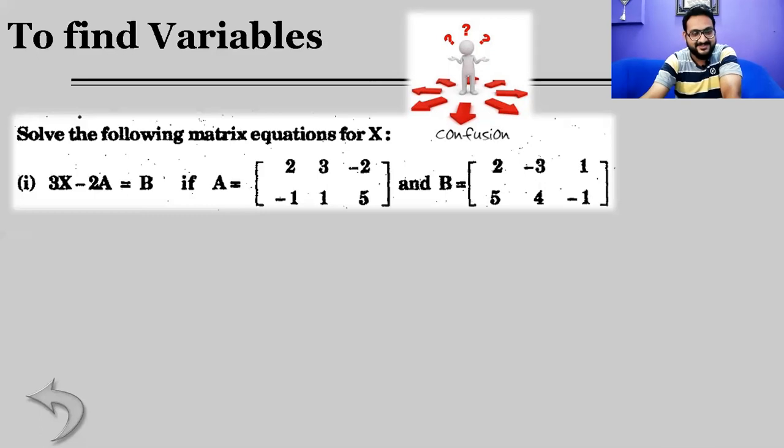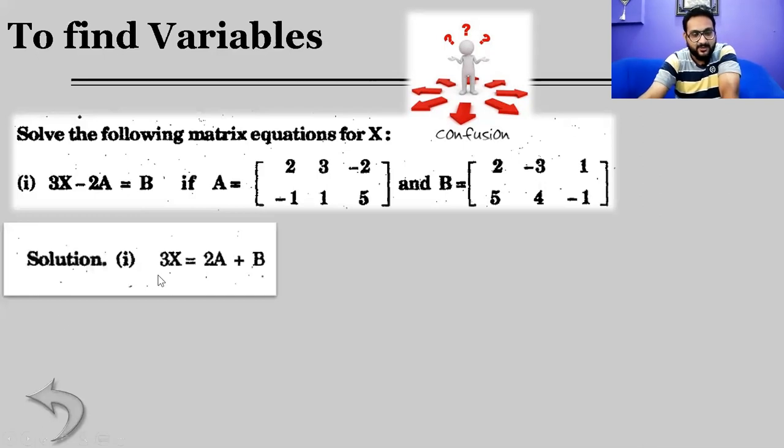Thank you so much. Now moving to the next slide. What is the equation? The equation is 2x minus 2A is equal to B. First we move 2A to the right hand side, and it will be positive, because 2A is negative here. B will move to the right hand side and the sign will be changed, so minus 2A goes here and becomes plus 2A, B is here.